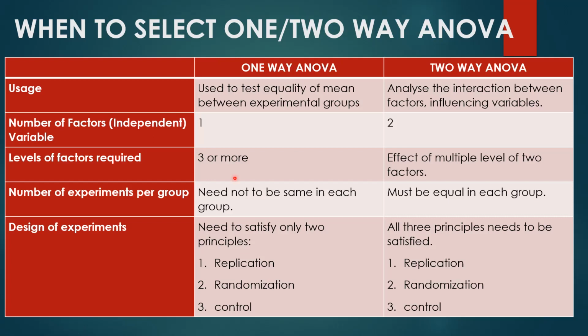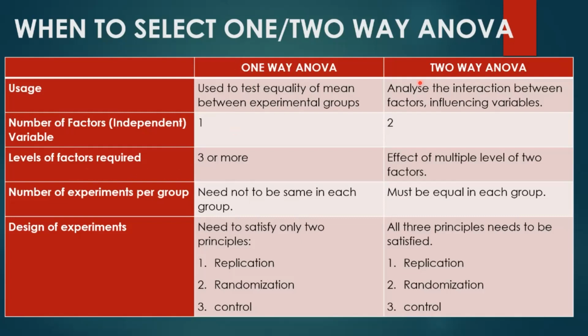So like I said, if you are doing an experiment, one-way Anova is used to test the equality of means between experimental groups. The number of independent variables, or number of factors, is one. This is kind of a factorial design kind of research, so that's why we're using factors here. The levels of the factor could be three or more, or it could be one independent variable with three groups, you see.